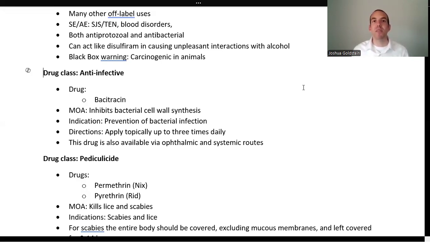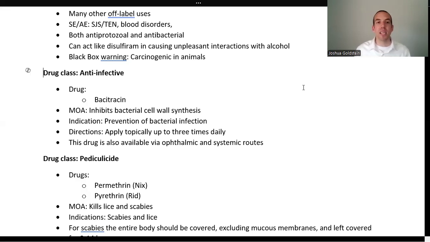Next, we have an anti-infective. I've never seen this listed in a nursing pharmacology test bank, but it is in all your books, so it is fair game. The drug is bacitracin, which most of you are probably familiar with. It inhibits bacterial cell wall synthesis, which we talked about way in the beginning of video 1 on infectious disease when we talked about antibiotics. That was the most common antibiotic mechanism of action. This one works by preventing bacterial infections. It doesn't treat any bacterial infections. And this is applied topically to whatever area is at risk of an infection up to 3 times a day. This also has an ophthalmic option and a systemic option.